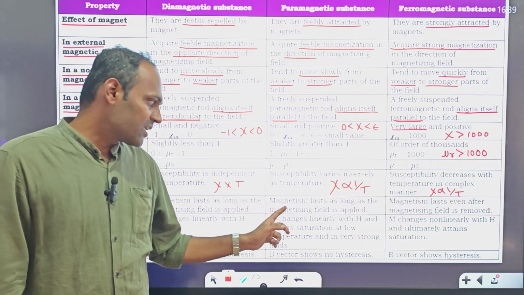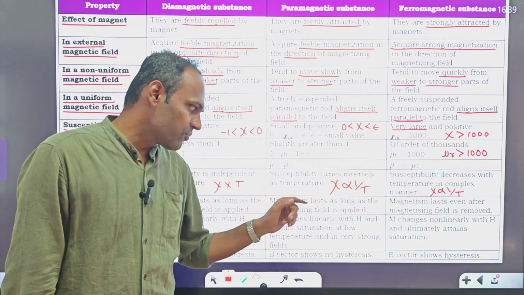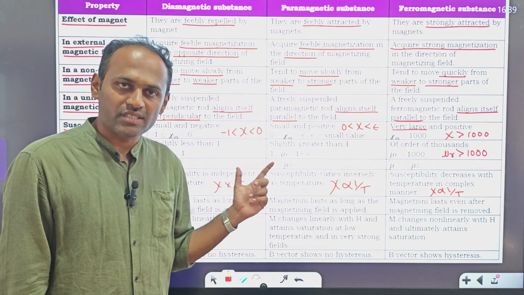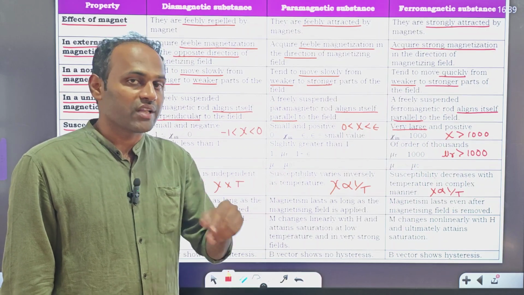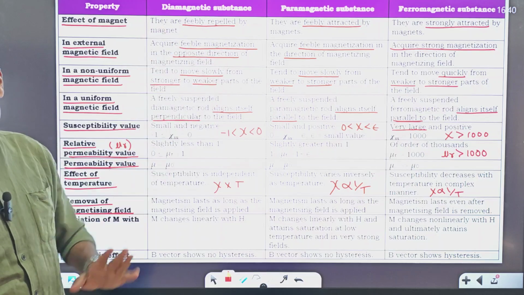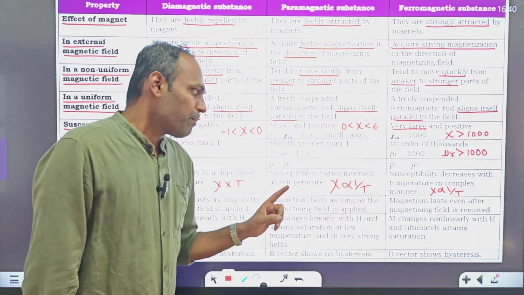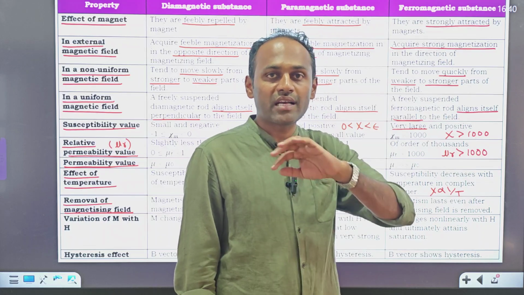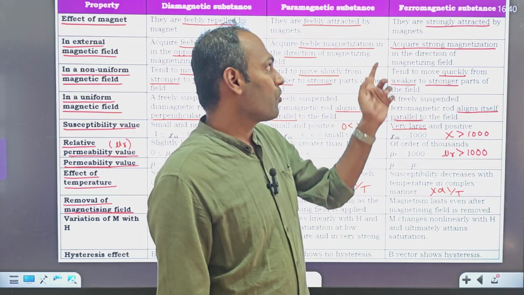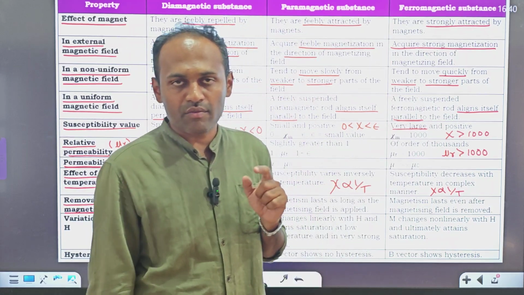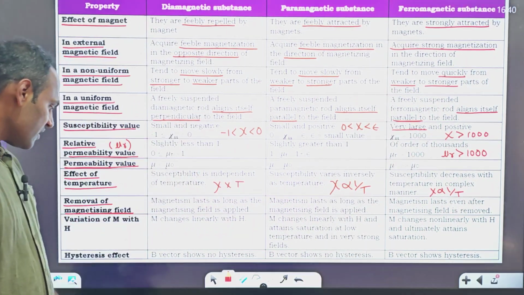Paramagnetic substance, magnetism lasts as long as the magnetizing field is applied. Once you remove it from the magnetizing field, its magnetism goes away. That is dia and paramagnetic substance. Ferromagnetic, magnetism lasts even after the magnetizing field is removed. It will retain the magnetism.